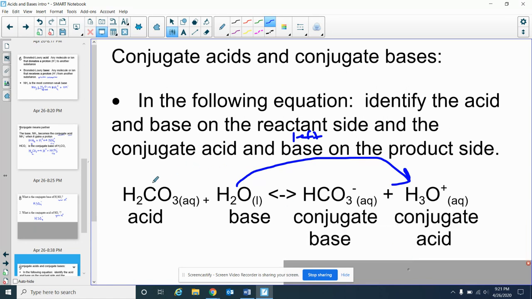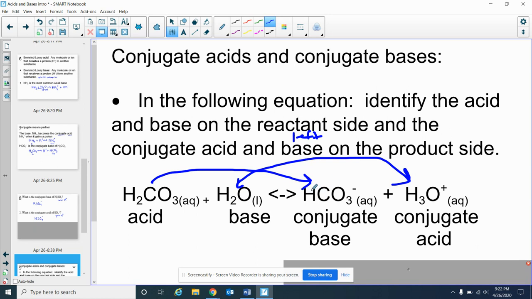So this H2CO3 became HCO3 minus. So the acid became the conjugate base, and now the base gained an H and became its conjugate acid. They could go back the other way. This conjugate acid giving up an H would form H2O. So it going this way, it's acting as an acid.